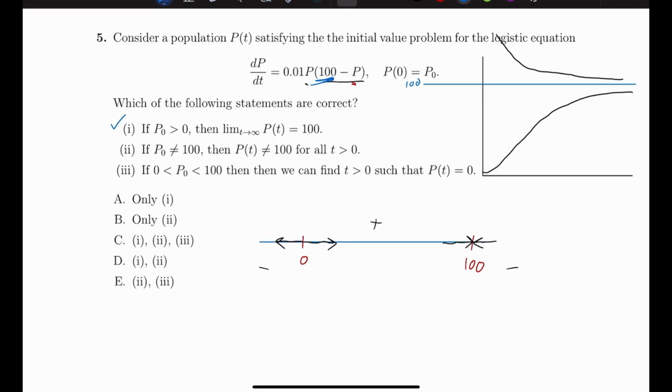If p0 is not 100, then p of t can never equal 100 for all t greater than 0. This is also true because of what I was just saying. We approach asymptotically, but this line will never actually reach 100, so this is a true statement.